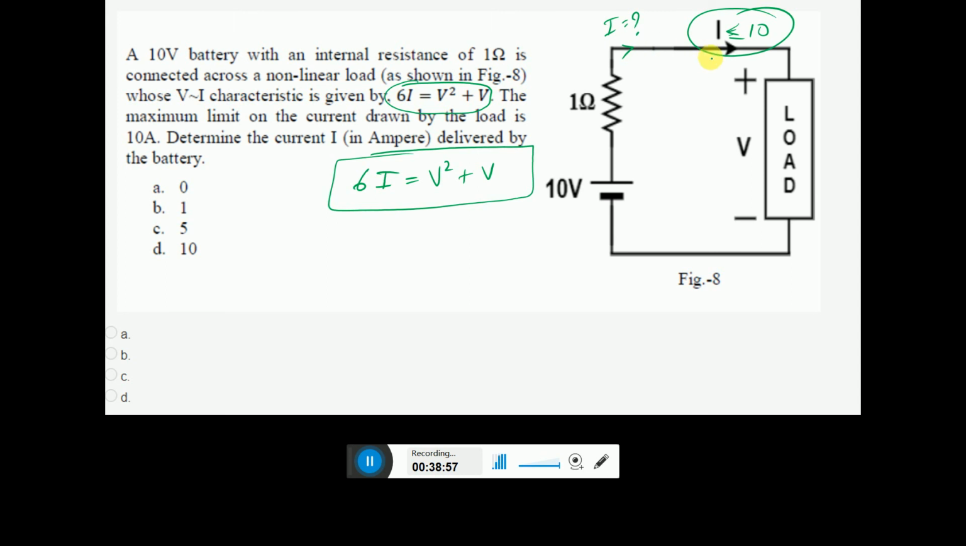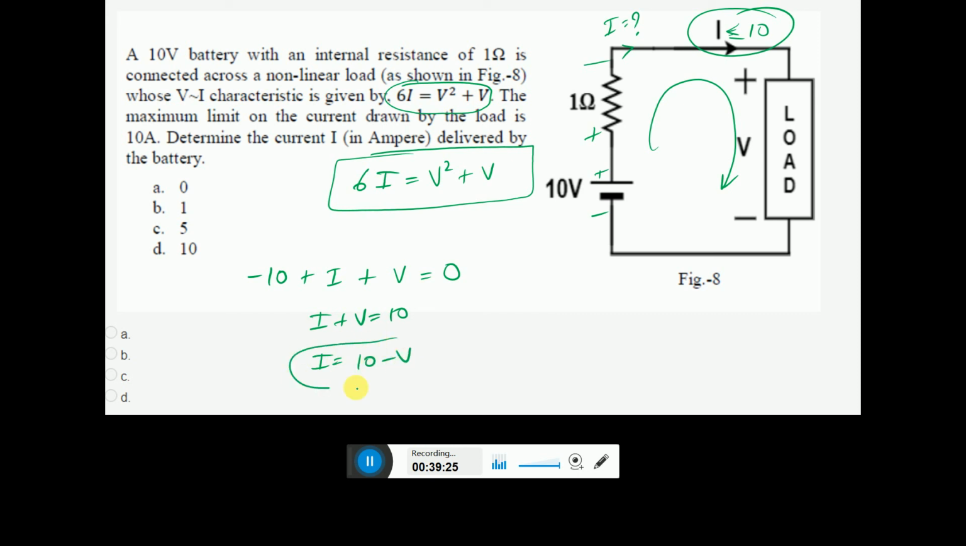Let us say current I is flowing and you apply KVL in the closed path. So you get minus 10 plus 1 into I, and 1 into I is I here. Then you apply KVL here, so this will be V equal to 0. From here, I plus V is equal to 10, or I is equal to 10 minus V. Put the value of I into 6I, so instead of I you write 10 minus V, is equal to V square plus V.